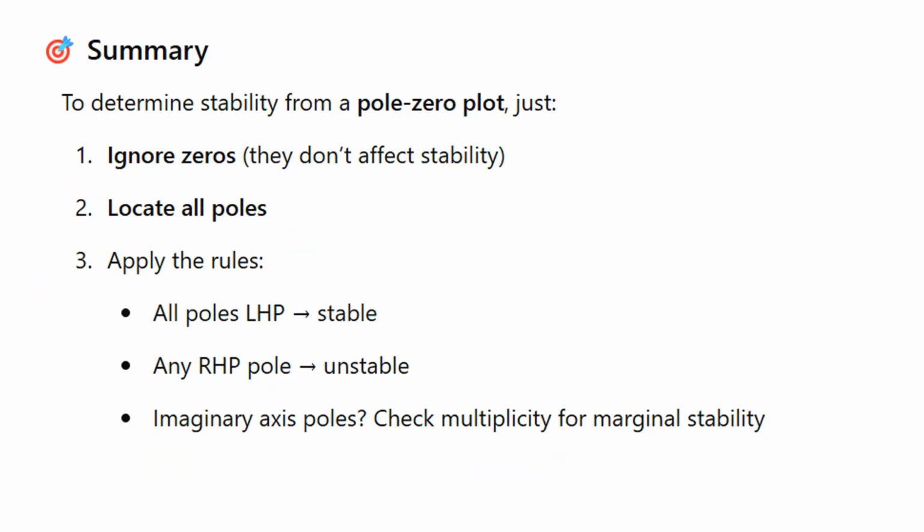So in summary, to determine the stability from the pole-zero plot, first thing we do is ignore the zeros since they don't affect stability. Second, locate all the poles. And third, apply the following rules. If all poles are in the left half plane, it's stable. If any pole is in the right half plane, it's unstable. If you have poles on the imaginary axis, check the multiplicity for marginal stability.